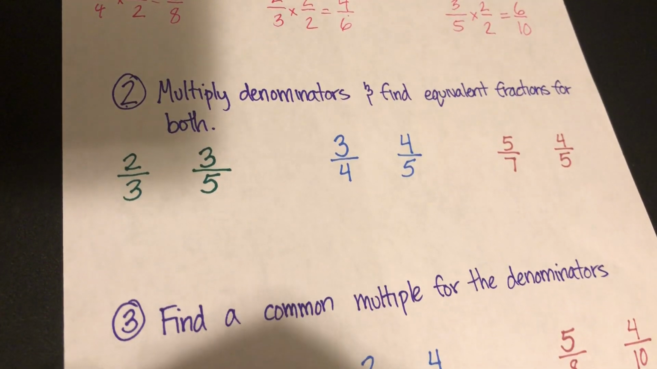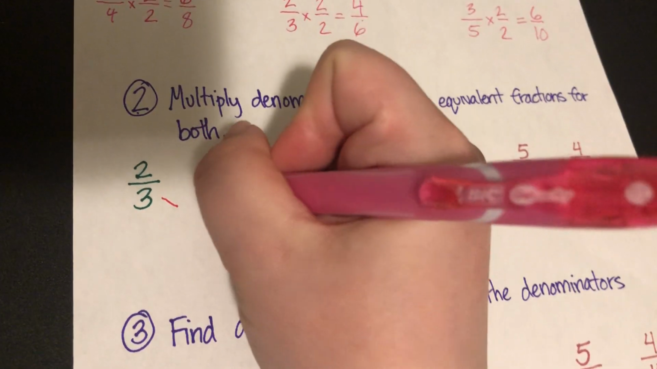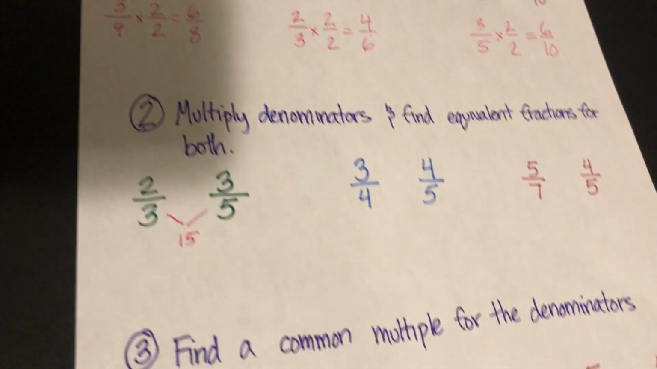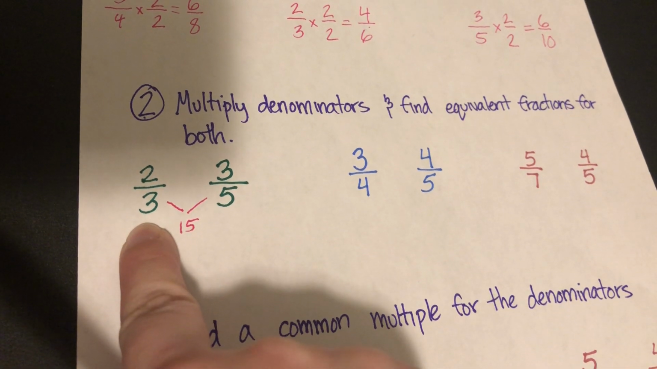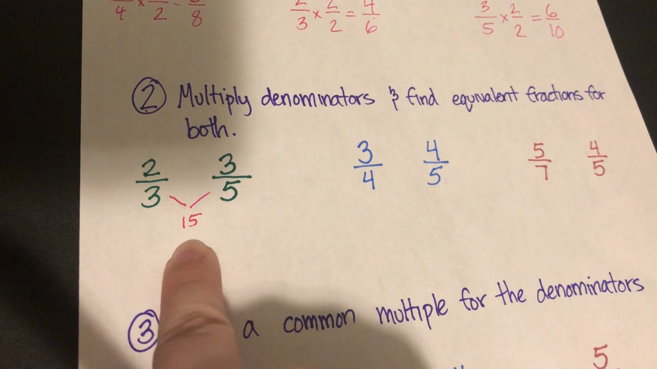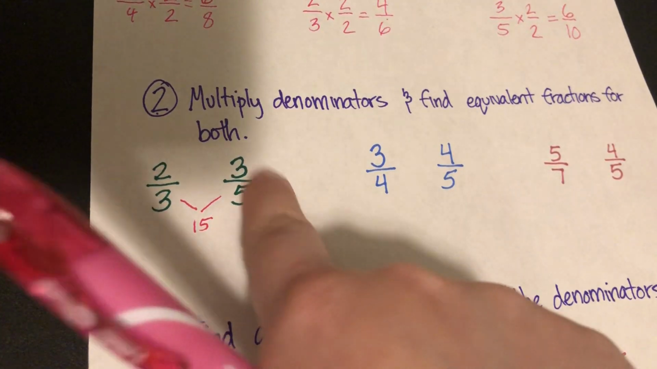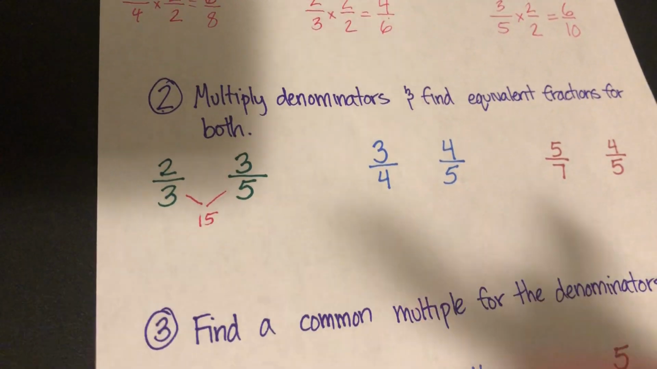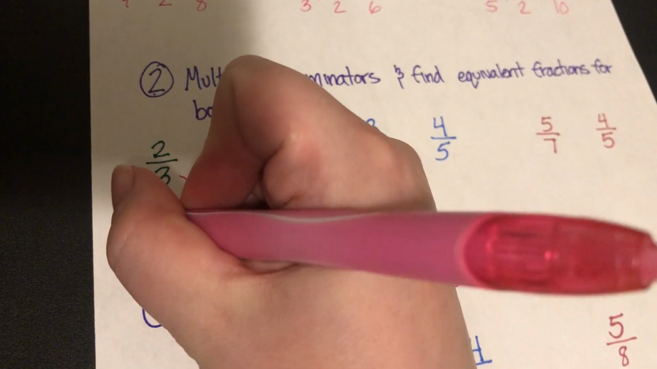And it says to multiply the denominators. So that's what I'm going to do. I'm going to say, what is 3 times 5? Well, that is 15. So I know that I can multiply 3 to be 15, and I can multiply 5 to be 15. So I'm going to change both of these fractions so that they have a denominator of 15 so that I can compare them. Okay, now I'm going to do that down here.